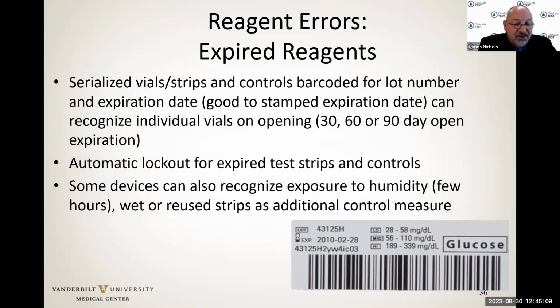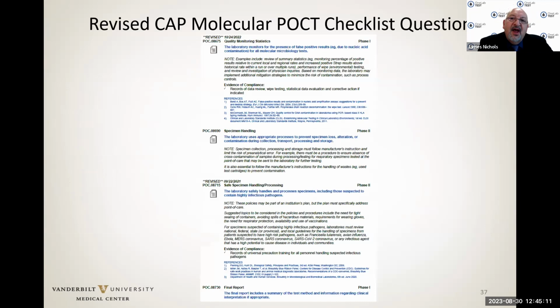I will mention that in the revised CAP molecular point of care checklist, there are specifically questions about monitoring, and at the very top of this, POC.08675: the laboratory monitors for the presence of false positive results due to nucleic acid contamination for all molecular microbiology tests, including point of care and laboratory testing.